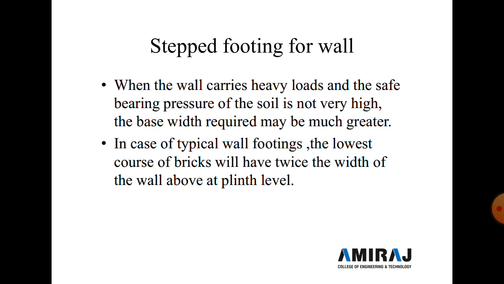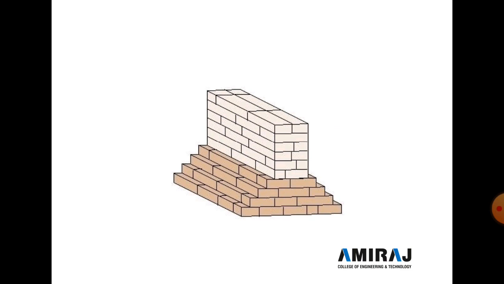In such a case, masonry offsets are provided to achieve a larger spread before the load is transferred onto a concrete base. In the case of a typical wall footing, the lowest course of the brick will have twice the width of the wall above the plinth level.